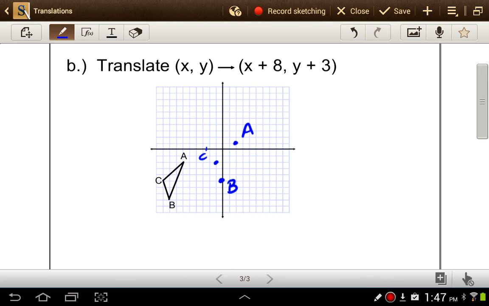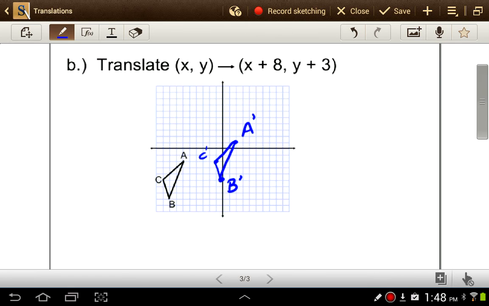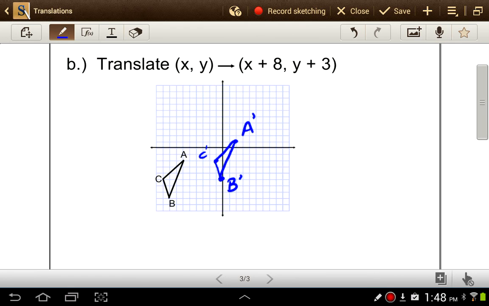These are all primes, so don't forget your primes on them. You draw it in, and there's your shape. Don't forget your prime notation for your image. And that's how you translate figures. Now with translating, we can get into tessellations pretty simply if you've ever done those before, and we'll work on those later. But translating is to slide a figure. Every point in that figure is sliding the same direction as all the other points.